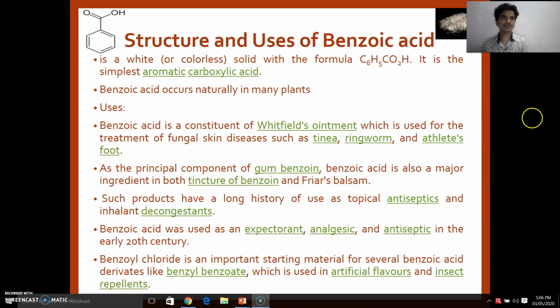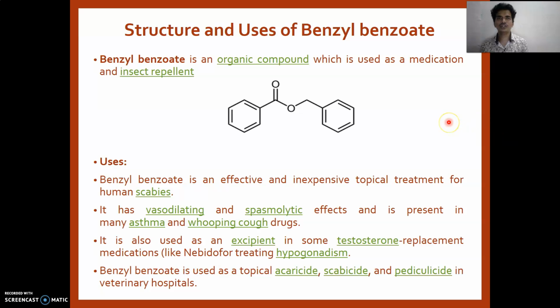Then next is the structure of benzyl benzoate. Earlier we saw the uses of benzoic acid; this is one of its derivatives, related to the synthesis of benzyl benzoate. It is an organic compound used in medication and insect repellent, as we already saw in the earlier slide. Benzyl benzoate is an effective and inexpensive topical treatment for scabies, an infection due to mites, and it has a vasodilator and spasmolytic effect.